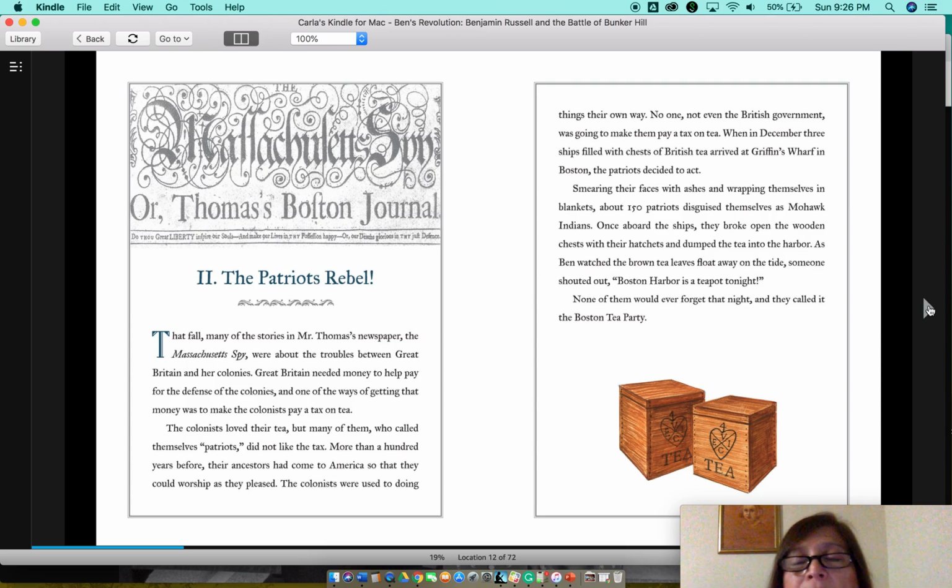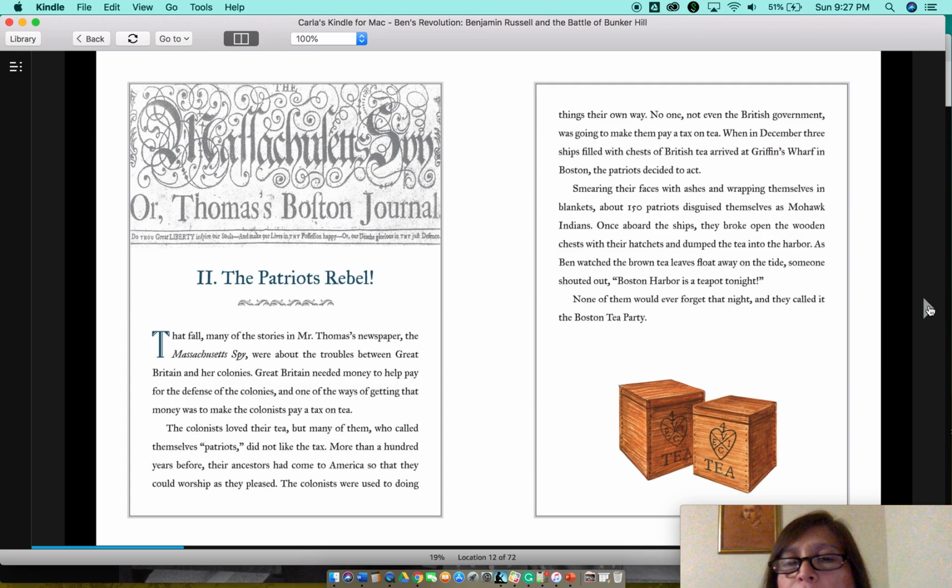So Great Britain, which is English, which are the British, they need money, so they're going to begin taxing the colonies. The colonists love their tea, but many of them who call themselves patriots did not like the tax. More than 100 years before, their ancestors had come to America so that they could worship as they pleased. The colonists were used to doing things their own way. No one, not even the British government, was going to make them pay a tax on tea.